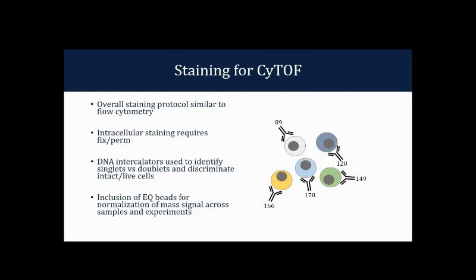Additionally, we have a series of pretty smart DNA intercalators that we use to identify both singlets versus doublets and discriminate intact and live cells from dead cells. Those are some really nice kinetics-based intercalators that lend themselves really well to this problem of not really having forward scatter, side scatter like we do on flow cytometry. And lastly, just before the run, we do spike in a solution of equilibration beads, and this helps us to normalize the mass signal across samples and experiments as we continue.